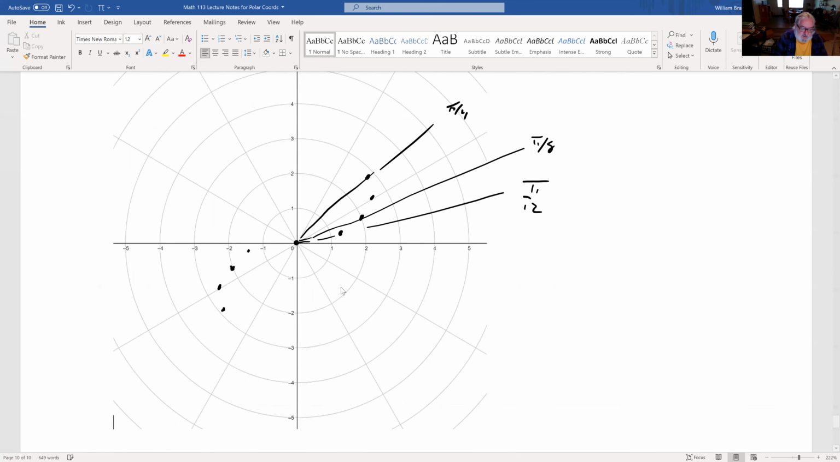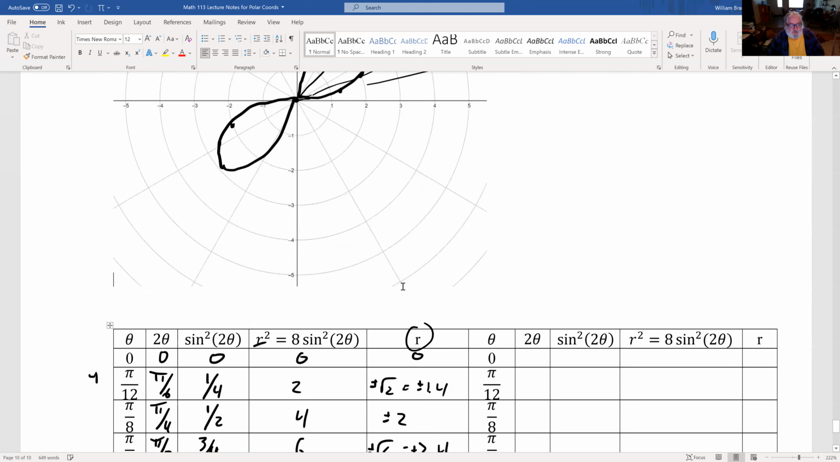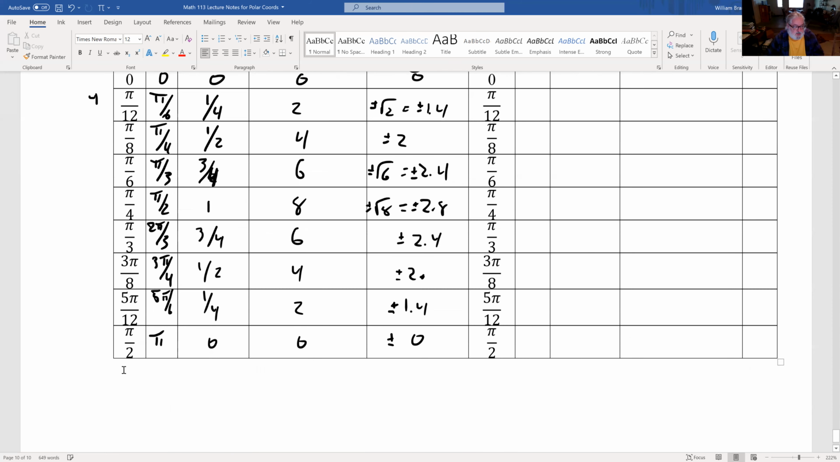So our graph looks like this going out, but also this, because you also have those negative r's. And then if you plot the other points, you end up with the graph coming back down like that, and we end up with that. Great, so that gives me theta's going from 0 to pi over 2.